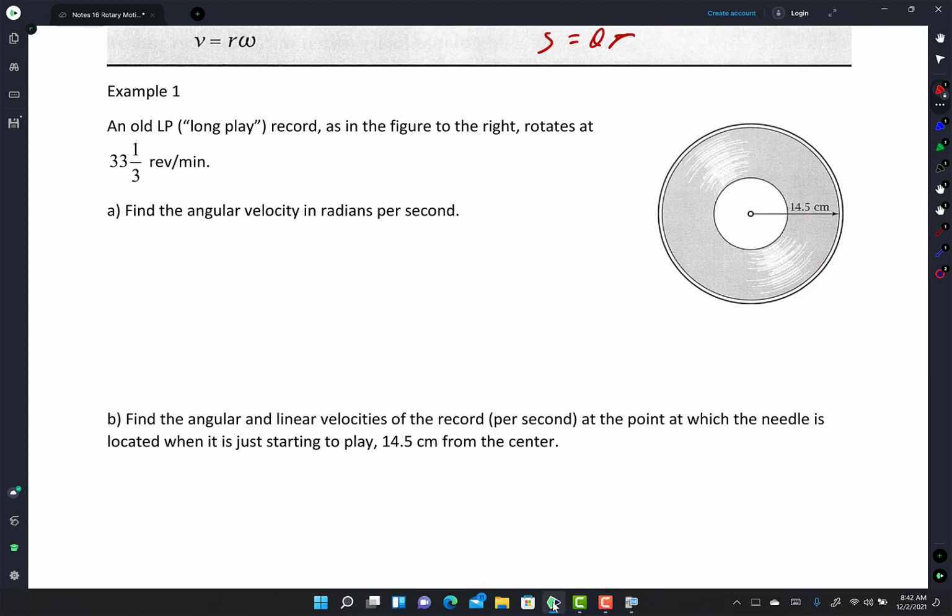An LP long play record, do you guys know what that is? It's like where the vinyl records go. Okay. Is in the figure to the right. It rotates at 33 1/3 revolutions per minute. So before I even start, is that right there that they give us angular velocity or linear velocity? Angular, because it deals with rotation. So that's angular velocity. You can use the omega symbol if you want. It's understood that that means angular.